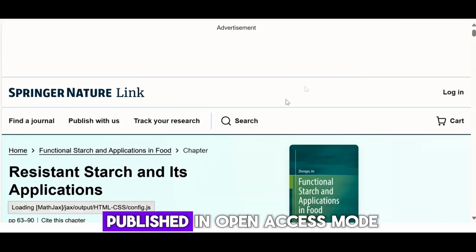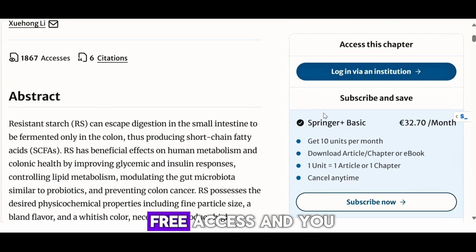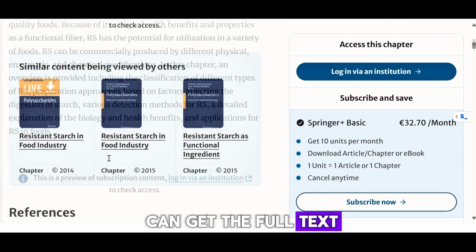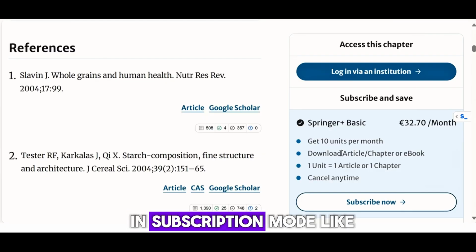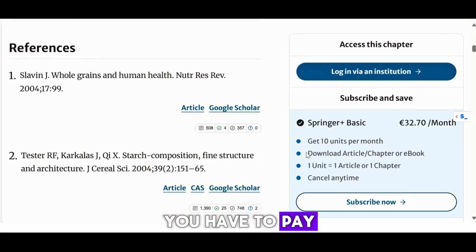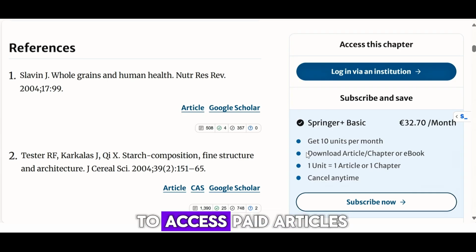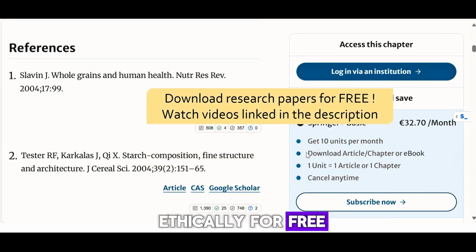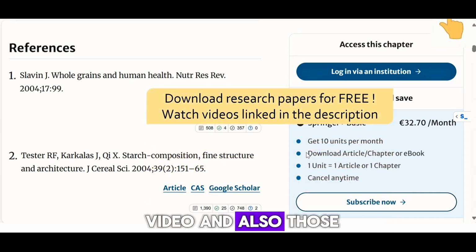If the paper is published in open access mode, it will have a free access and you can get the full text. If it is published in subscription mode, like this one, you have to pay for it to read the entire paper. However, there are several ways to access paid articles ethically for free. You can refer to this video and also those given in the description to learn more about it.